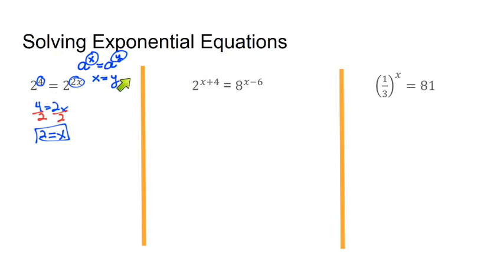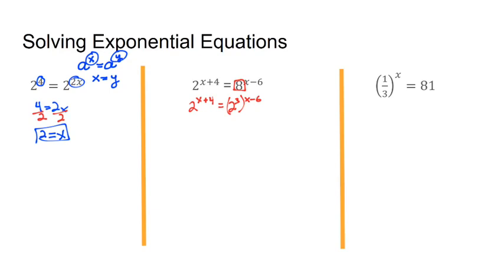Now let's jump to a slightly harder example. Now we're looking at this. And instead of having a base of 2 in both, now we have a base of 8. So in this current form, I cannot assume that that exponent is equal to that exponent because they have different bases. But the tool we have in our tool chest is that I can rewrite 8 with a base of 2. And let me show you what I mean by that. If I have 2 to the x plus 4, I can rewrite this 8 as 2 to the 3rd power, because 2 times 2 times 2 is 8.